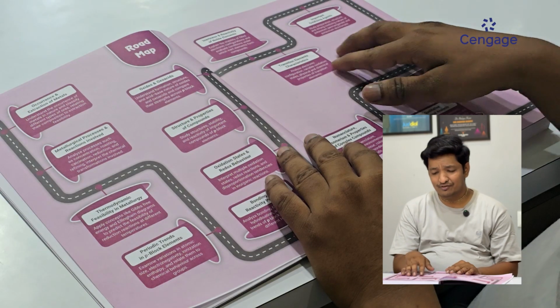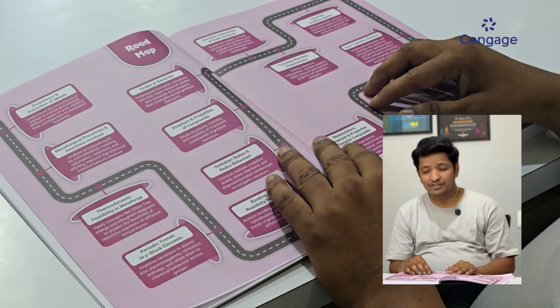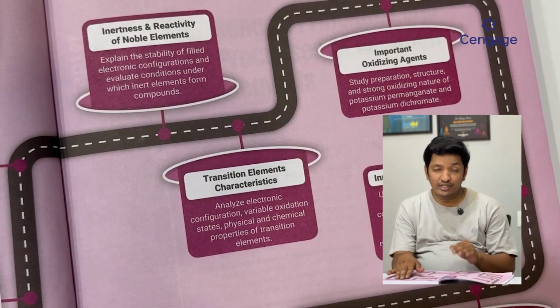They show variable oxidation states. Manganese shows +1, +2, +3, +4, +5, +6, +7, right? Many oxidation states, because of which they are used as catalysts. They form many coordination compounds, and they find many other uses because of the variable oxidation states. All these things you will see in transition metal characteristics.